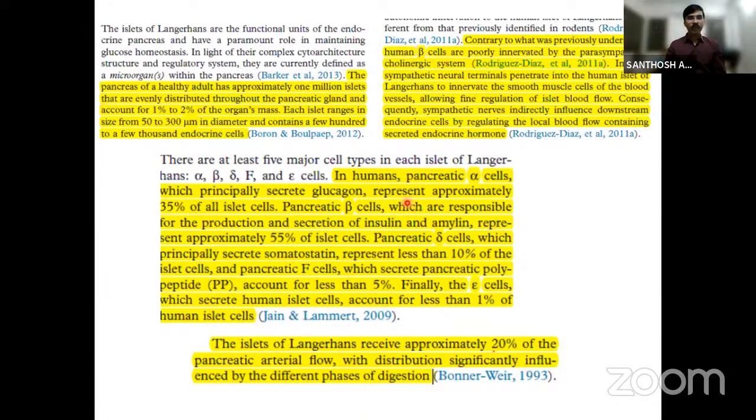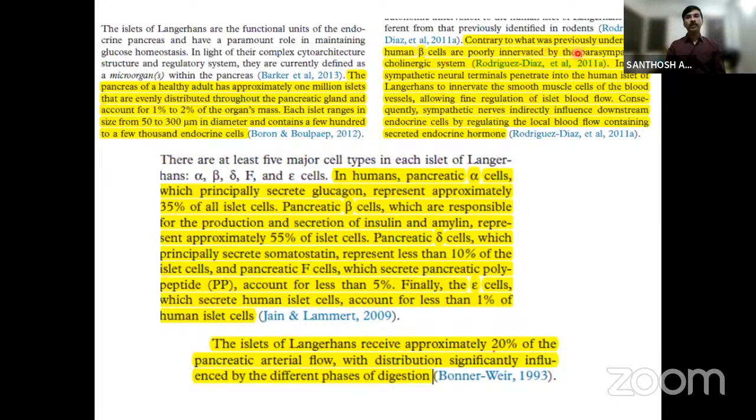Now, the second option: pancreatic alpha cells contribute 35%, whereas pancreatic beta cells contribute 55%. Delta cells, which secrete somatostatin, contribute the third commonest, 10%. Pancreatic F cells, which secrete PP, contribute less than 5%, and others are less than 1% only.